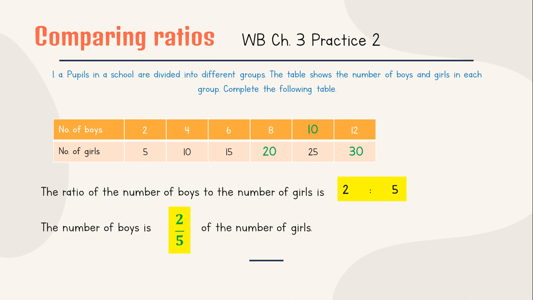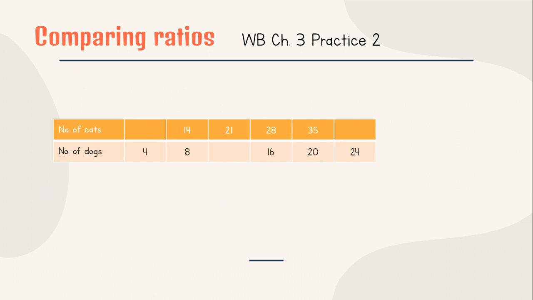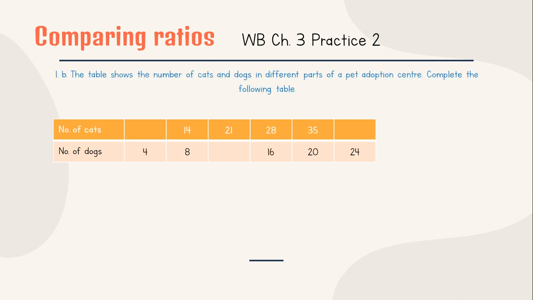Don't make it complicated. Life is complicated. Don't make it more. Go to the B. The table shows the number of cats and dogs in different parts of Pet Adoption Center. Complete the following table. Give it 10 seconds to complete this.